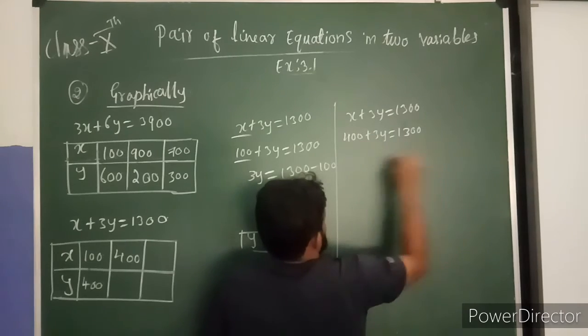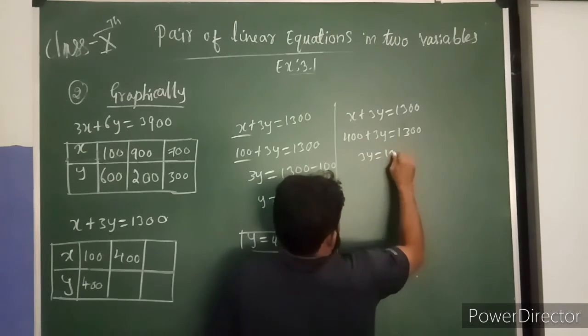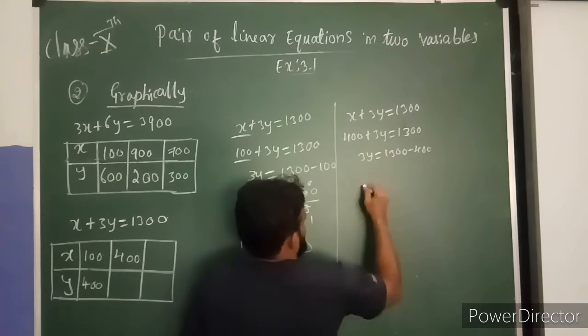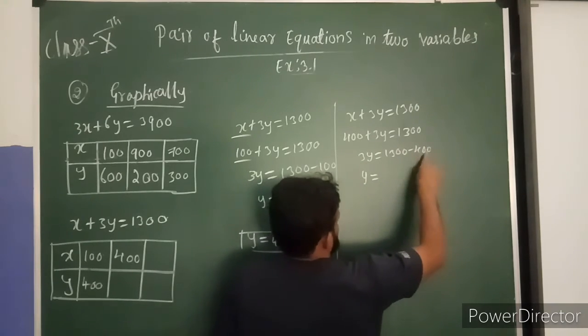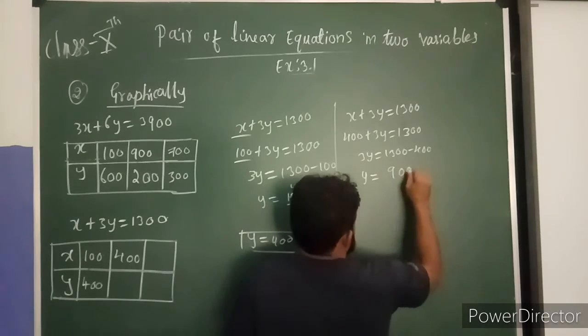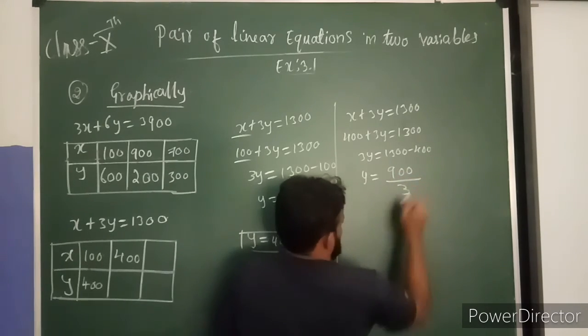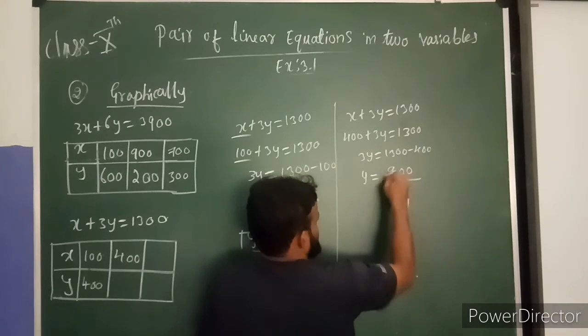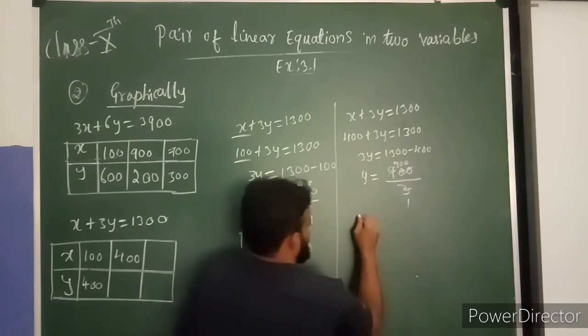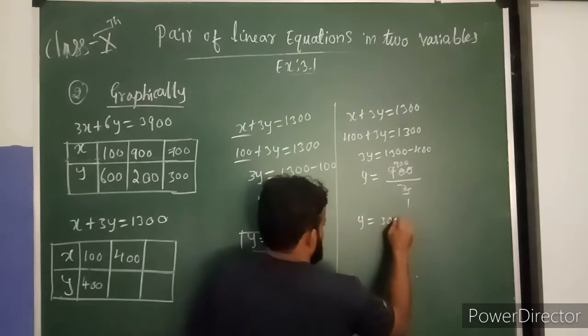This plus 400, if I transpose this side, that is 1300 minus 400. After that, y is equal to 1300 minus 400, that is 900. And divided by the product value, if I transpose this down, 3 1 are 3, 3 3s are 9, and 3 0 are 0, and 3 0 are 0. And y is equal to, we got 300.